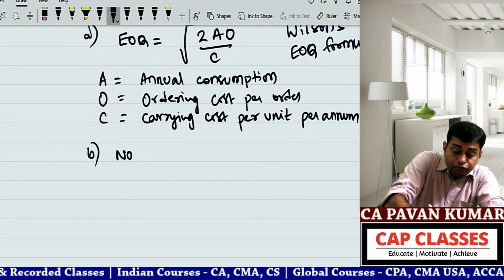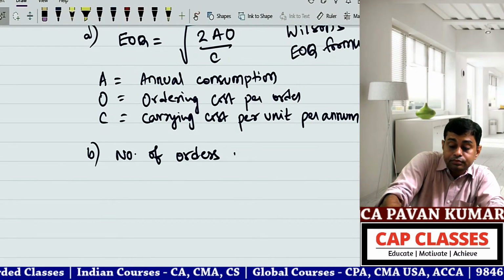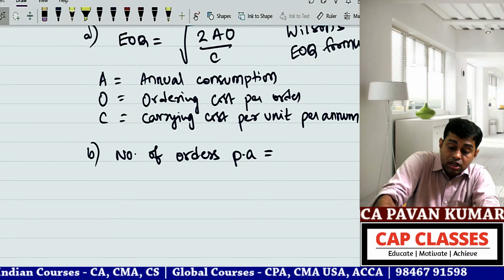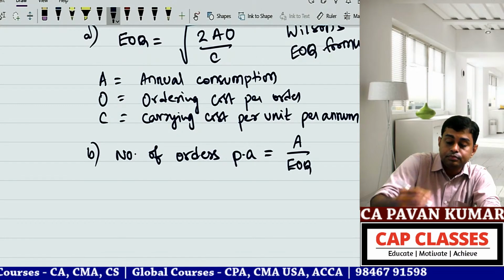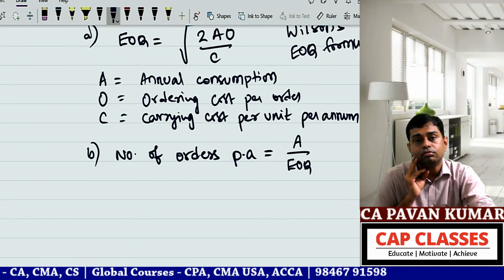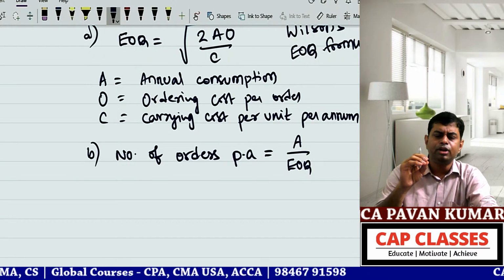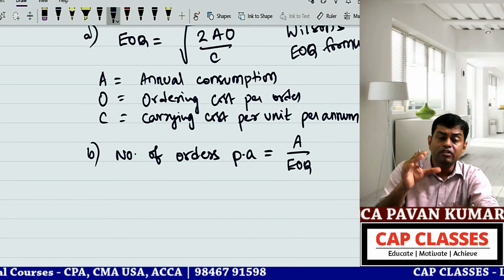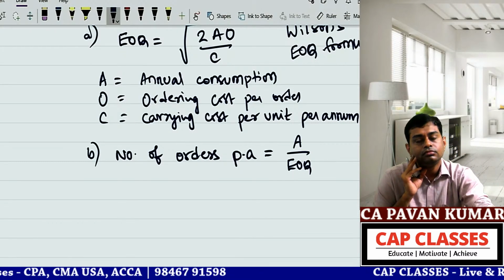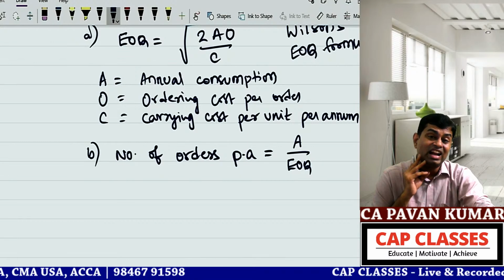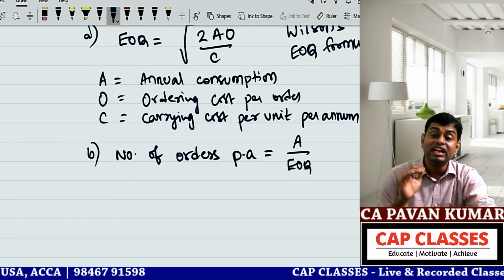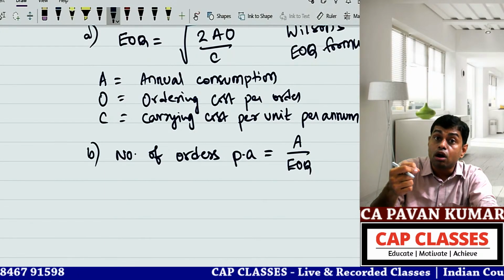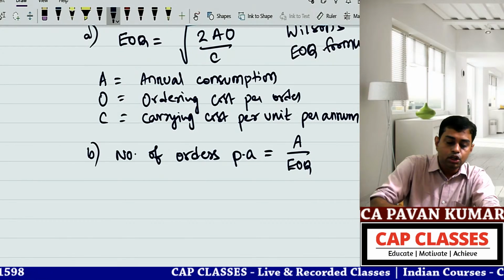B, number of orders per annum. Number of orders per annum is equal to annual consumption divided by EOQ. Simple. For example, you need 1 lakh units per annum, annual consumption 1 lakh. Every time whenever you buy, you will buy EOQ 5,000 units. So in a year, how many orders will be there? 1 lakh divided by 5,000, that is equal to 20 orders you will place in a year.